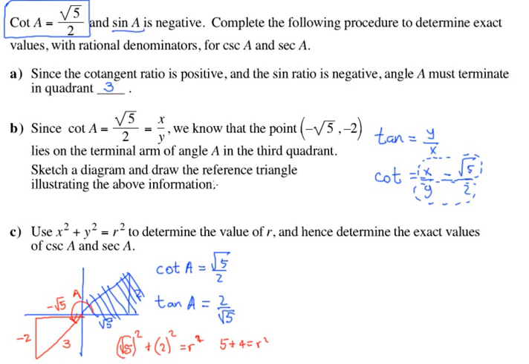So sketch a diagram, draw the reference triangle illustrating the above information. Done. Here it is. Use this to find the ratio of r. Oh, okay. Well, to be honest, I thought they were going to ask more. This is the standard procedure. As soon as they start talking about a terminal arm and quadrants, you draw axes like this and figure out what your triangle looks like and what quadrant it's in. Once you've done that, they could then start asking us, what is the cosecant of this angle or whatever, and we'd be all set because we have the measurements of all three of our sides.